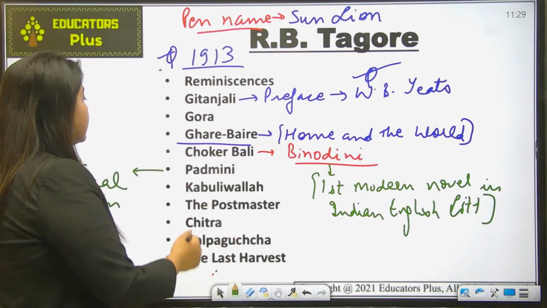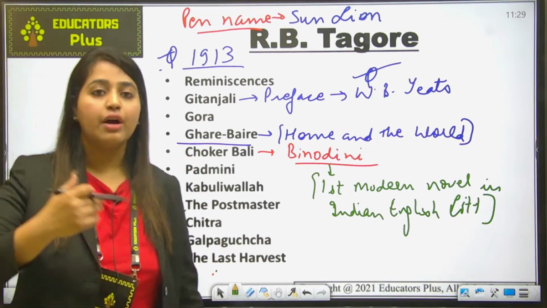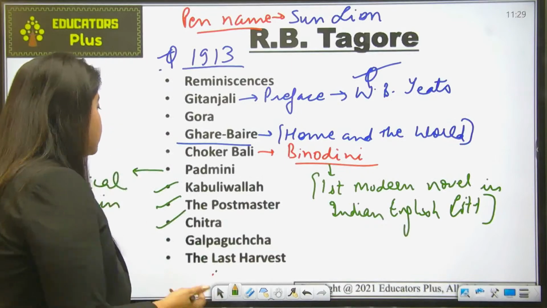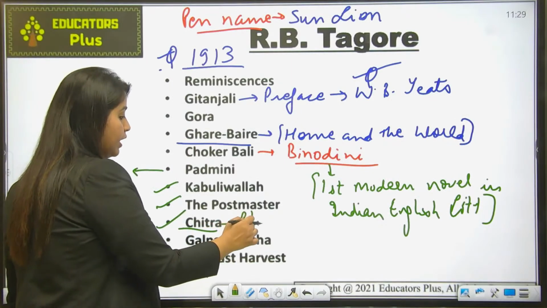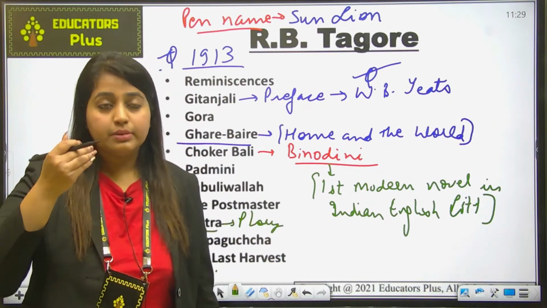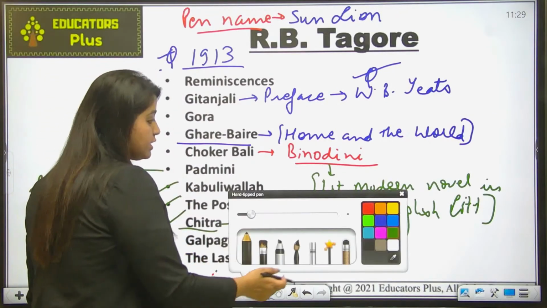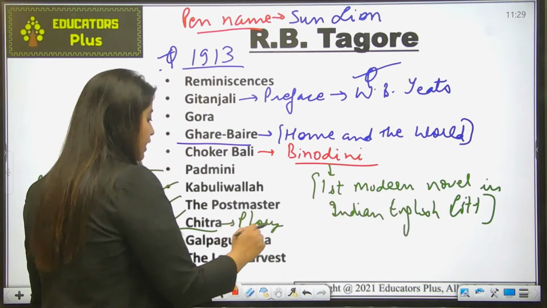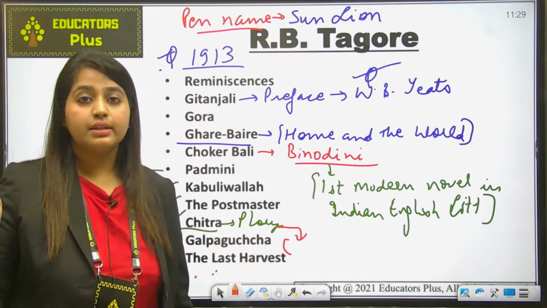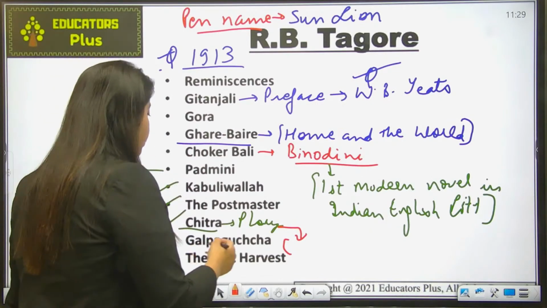Okay, next works are Kabuliwala, Postmaster, Chitra. All these works were published after he gained recognition as a writer. This Chitra is a play by Rabindranath Tagore, and basically the play is a version of Kalidas's Shakuntala. Kalidas is also a writer in Sanskrit literature. This Chitra is the translation, or you can say the version, of Kalidas's Shakuntala. Okay, so you have to remember this.